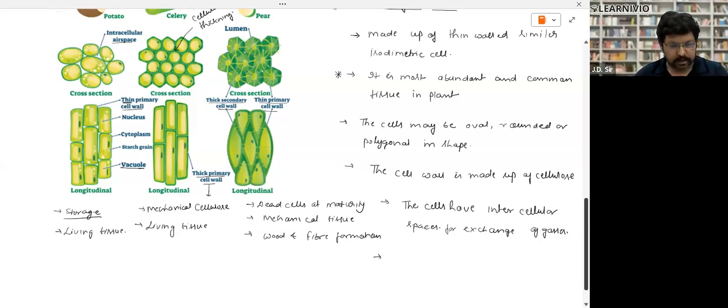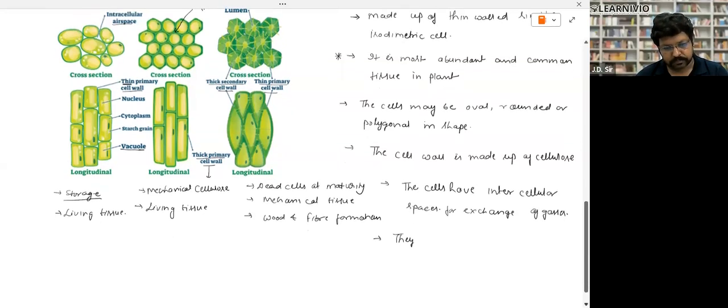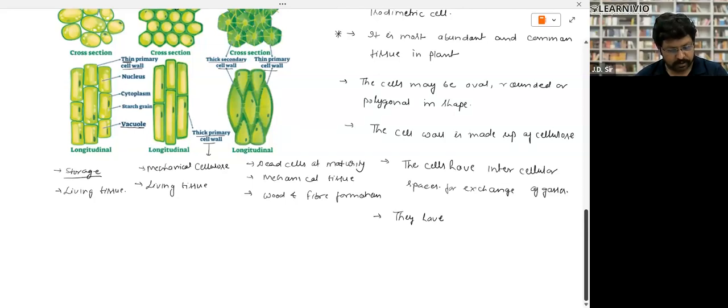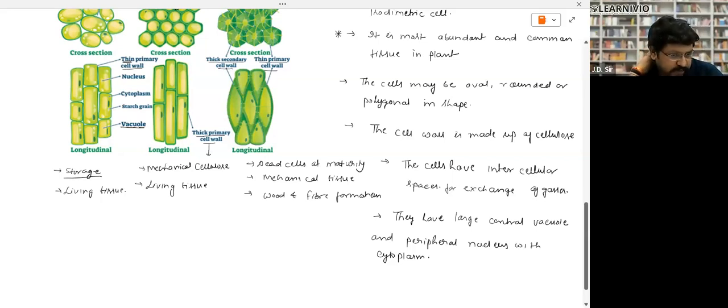Next one. They have a large central vacuole and peripheral nucleus with cytoplasm. Basically, the nucleus and cytoplasm become peripheral. You can see this is the vacuole. When the vacuole enlarges at maturity, it pushes the protoplasm and the nucleus in the plant cell to the peripheral part, right? So this is the property of the parenchyma cell.